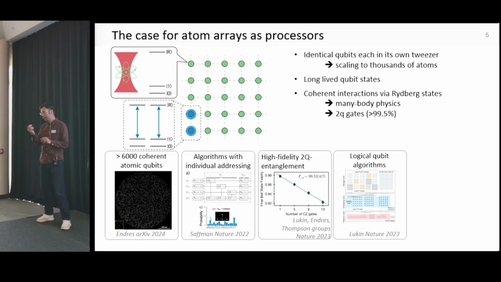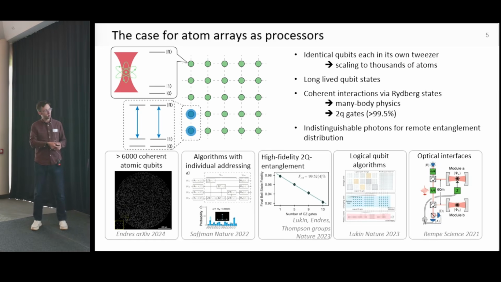At the same time, I think atoms are also amazing because they emit light, and I can use that to make an optical interface. Here, for instance, from Gerhard Rempe's group, distributing entanglement between 2 atoms in an optical cavity. But these experiments are still limited to maybe 1 or 2 atoms.